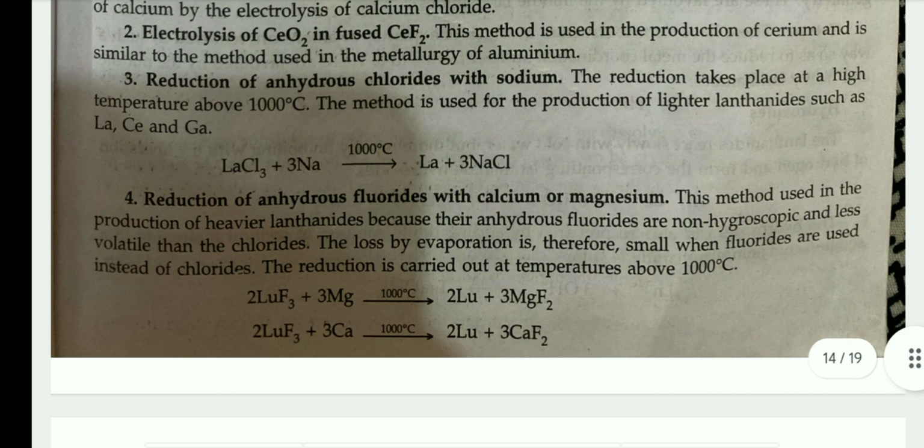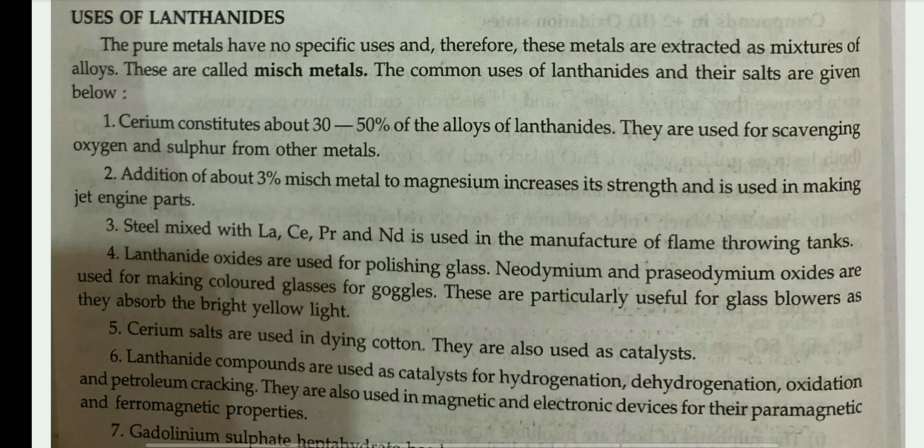Reduction of anhydrous fluoride with calcium or magnesium. This method is used in the production of heavier lanthanoids because their anhydrous fluorides are non-hygroscopic and less volatile than the chlorides. The loss by evaporation is therefore small when fluorides are used instead of chlorides. The reduction is carried out at temperature above 1000 degrees Celsius.